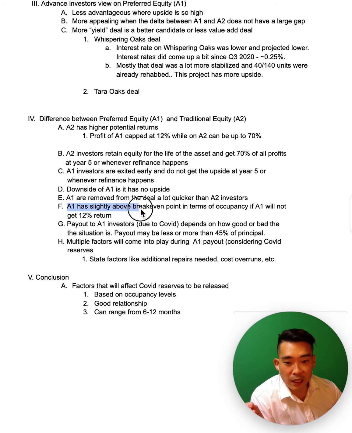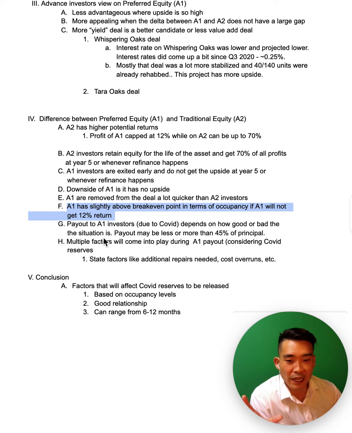A2 has a slightly above break-even point in terms of occupancy if A1 would not get a 12% return. So what that means is, let's just say the deal struggles. Technically, the A1 guys are going to get paid first. But if the A1s and A2s aren't getting paid, the break-even point on all of these deals is pretty low. Most of the time, the deals stabilize above 90%, no problem. And sometimes even in really hard times, it goes up to 80%. But a lot of these deals, you start to lose money. Again, it ranges, but anywhere from 50 to 70% is the typical range.